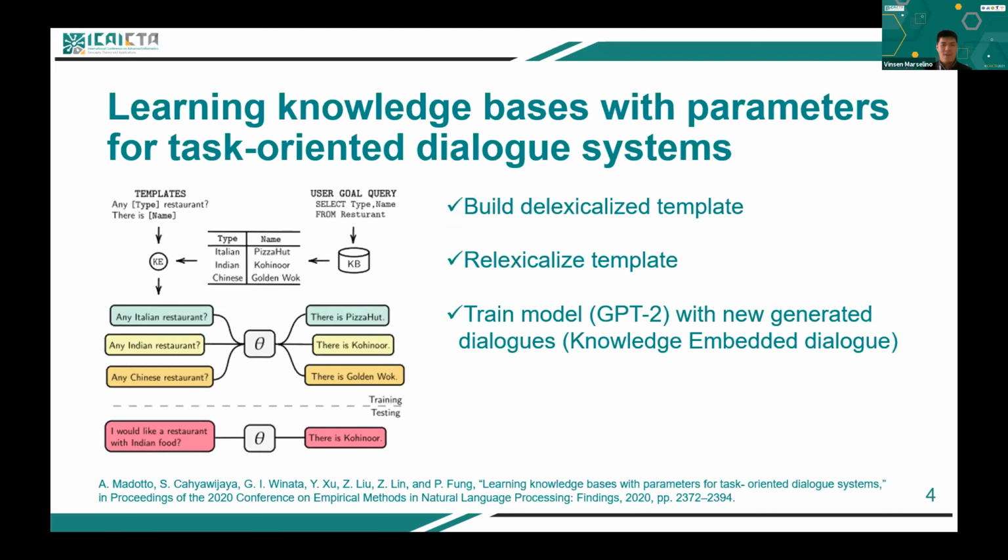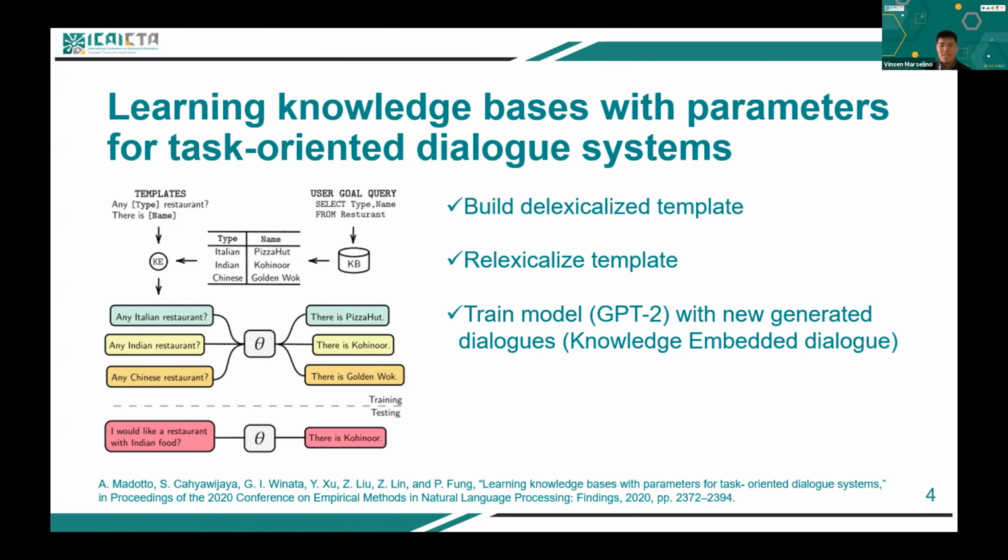And there's a third idea of how task-oriented dialogue is developed. This one is proposed by Madotto in the paper on learning knowledge bases with parameters for task-oriented dialogue systems. Here they propose creating a template from dialogues and then embedding the template with the knowledge bases. The first step is building the lexicalized template. In the image, the templates are at the top left. It will create the lexicalized template from the dialogues. For example, "any type restaurant, there is name." In the original dialogue, it would be something like "any Italian restaurant, there is the name of the restaurant."